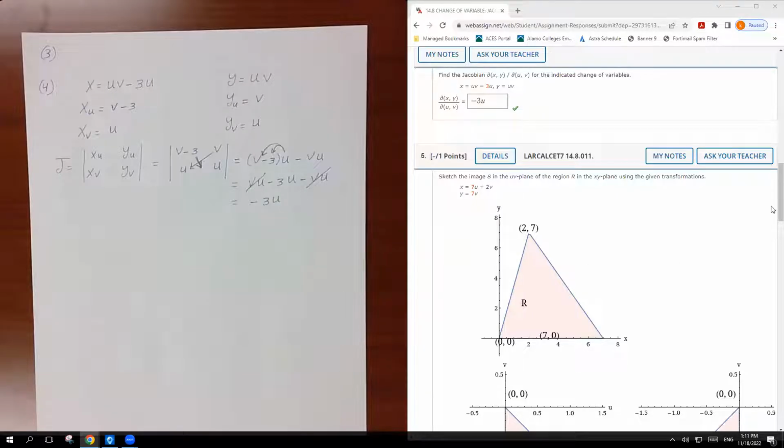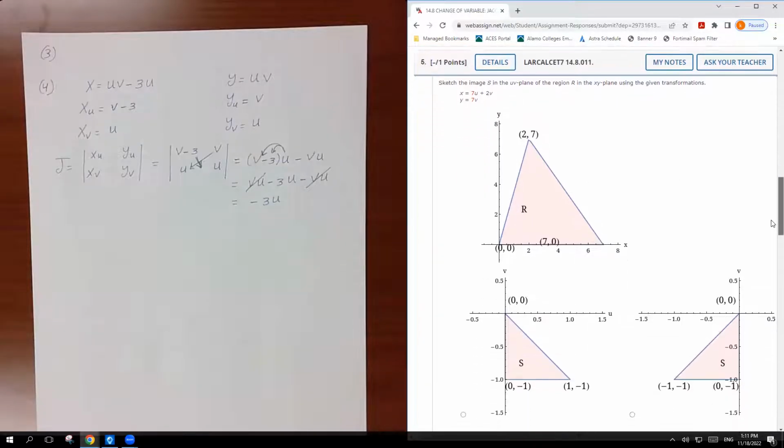For number 5, sketch the image S in the UV plane. So we have this image in the XY plane. We need to sketch this one in the UV plane. We have x equals 7u plus 2v, and we have y equals 7v.